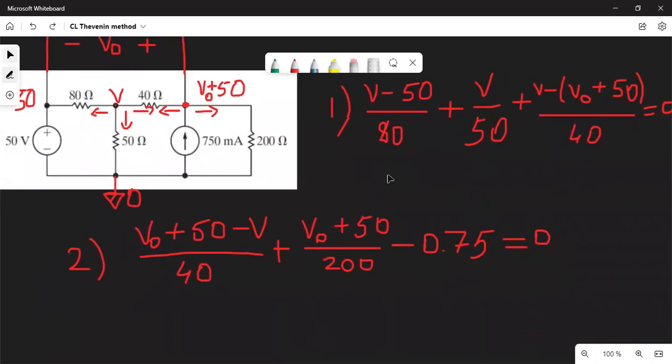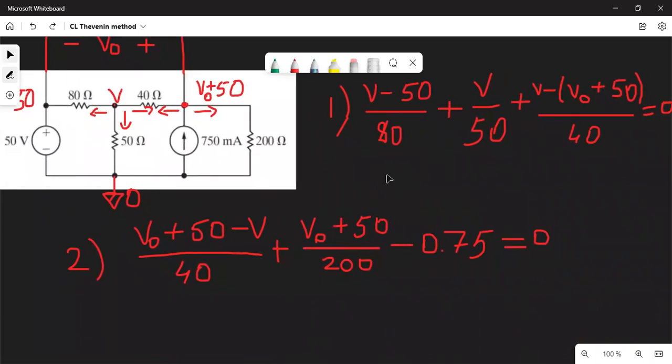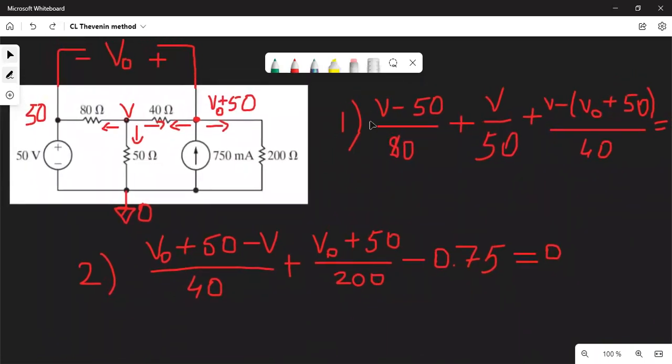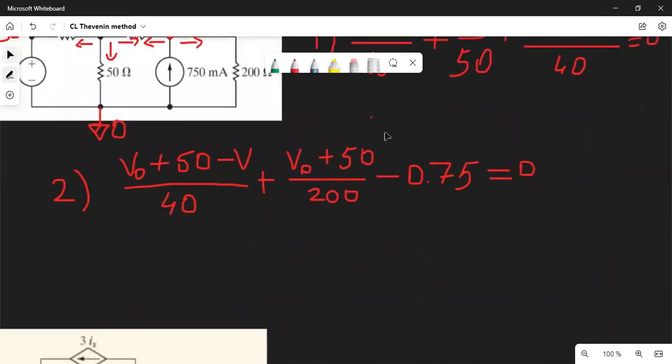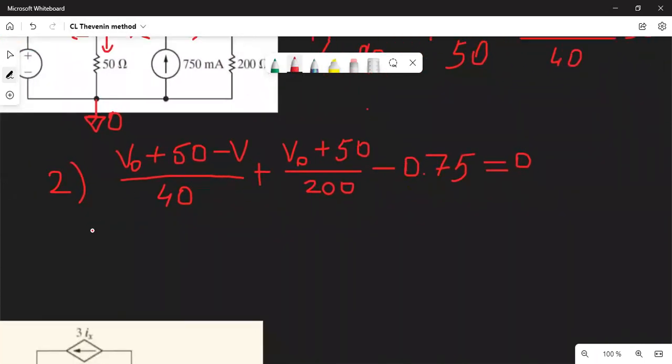Actually, Shahrukh, V0 is not the V0 that's asked. V0 is the Thevenin voltage. Could you please rewrite it? V0 is not the voltage that's asked. In order to find the asked voltage, we have the special formula, the formula that was shown above.